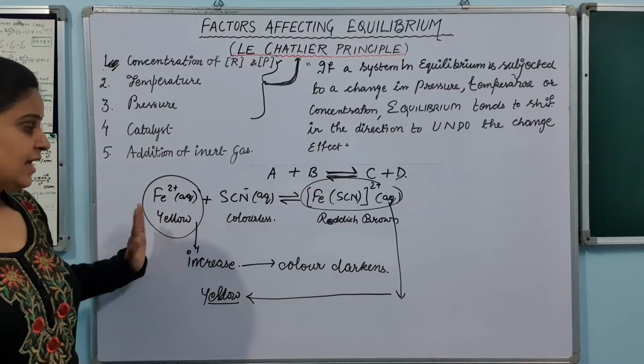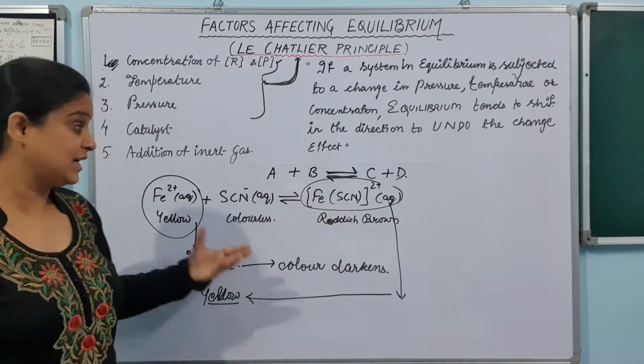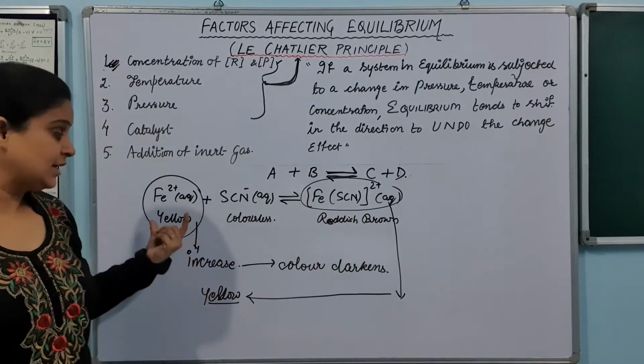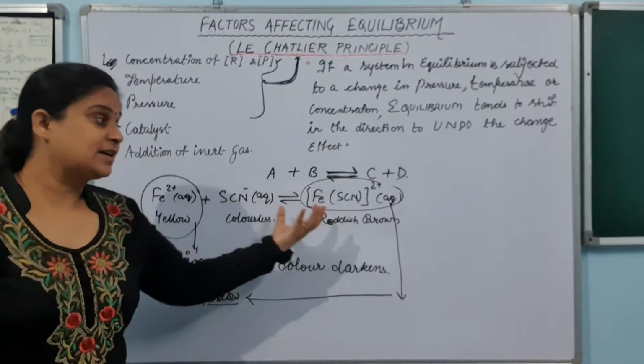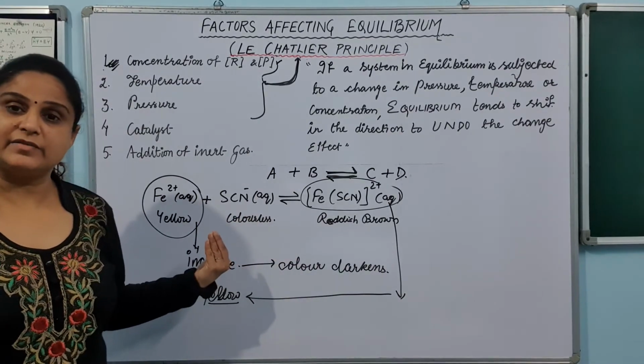So if you increased this, this increased, that is, the reaction is going in the forward direction so that this decreases. If you made this, the reaction started going backward and these started forming. Why Fe plus? Because so that this gets consumed. And how is it going to be consumed? By taking the reaction in the backward direction.